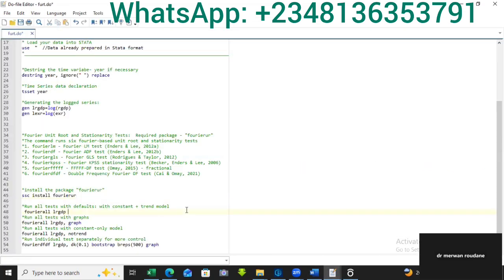So how do you run this test? After the installation of the package, I can run all these 6 tests at once. I'm going to type the command fourier all, implying that I want to run all these 6 available tests, followed by the name of the variable I want to run the unit root test on. So fourier all, then L, that's log of GDP. Okay, let me run this test.